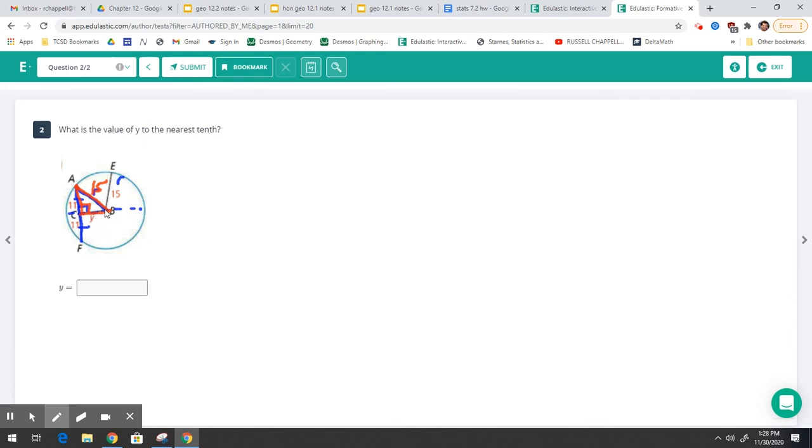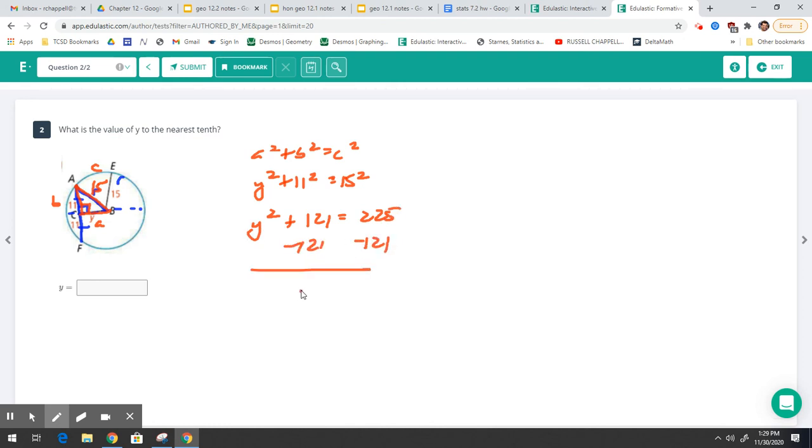I have two of the three sides of a right triangle. It's Pythagorean theorem again. A squared plus b squared equals c squared. Now I'll let y be a, 11 be b, 15 has to be c. So y squared plus 11 squared, and this could be 11 squared plus y squared, it doesn't matter, but the right side has to be 15 squared. 11 squared is 121. Use a calculator. And 15 squared is 225. To get y squared by itself, you need to subtract 121. Y squared equals 225 minus 121, which is 104.